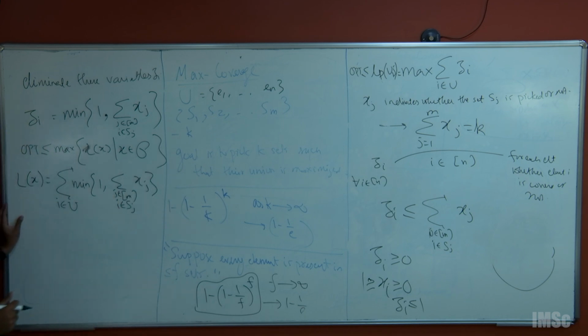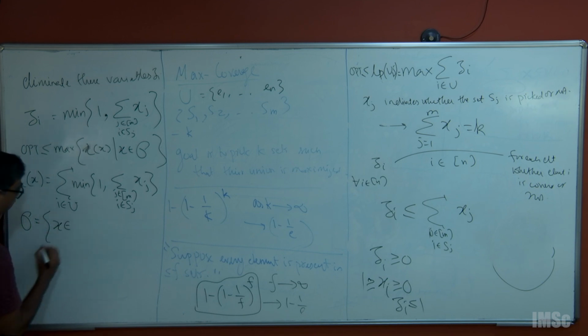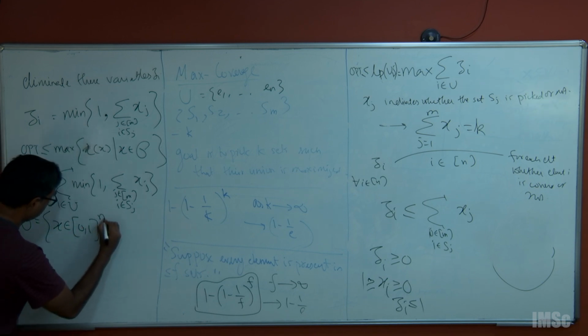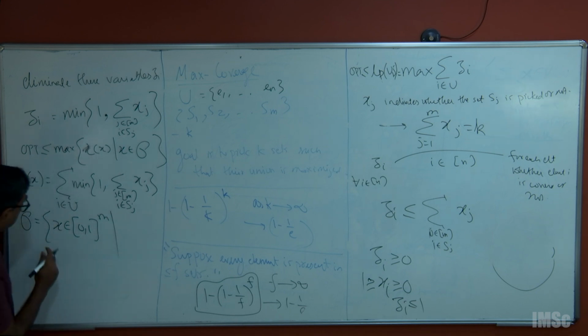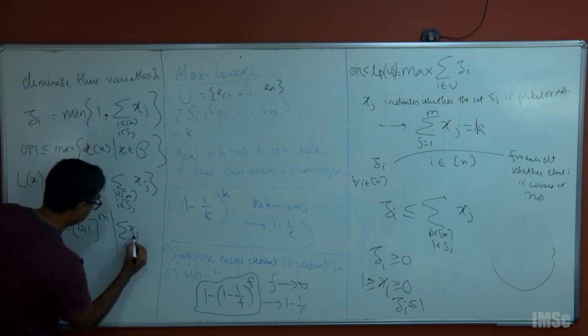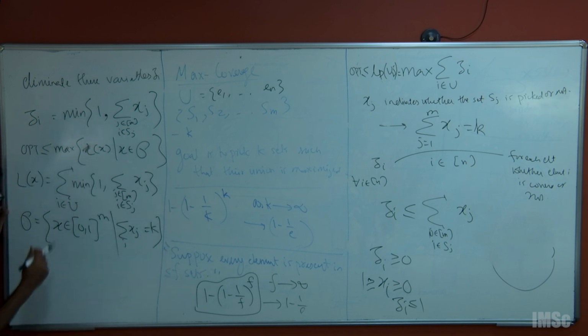This is what I want to maximize. So I want to maximize the function L of x over some domain. And what is my domain? What is my P? P is the set of x in [0,1] to the power m, with the summation over j of xj equal to k. So I am only optimizing this over these kinds of points. So that LP and this LP are equivalent.